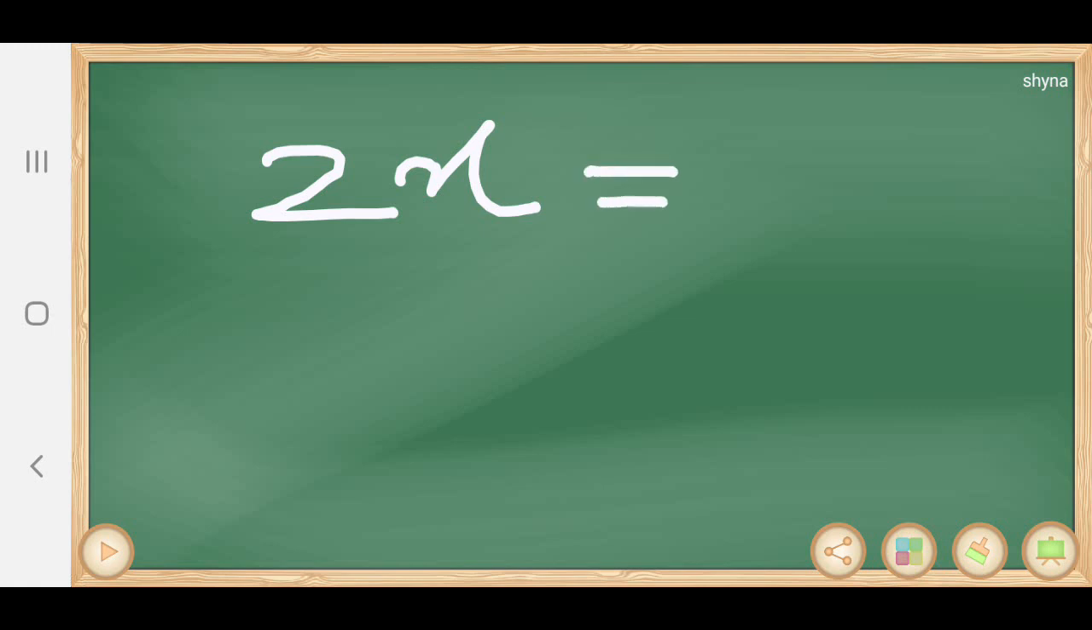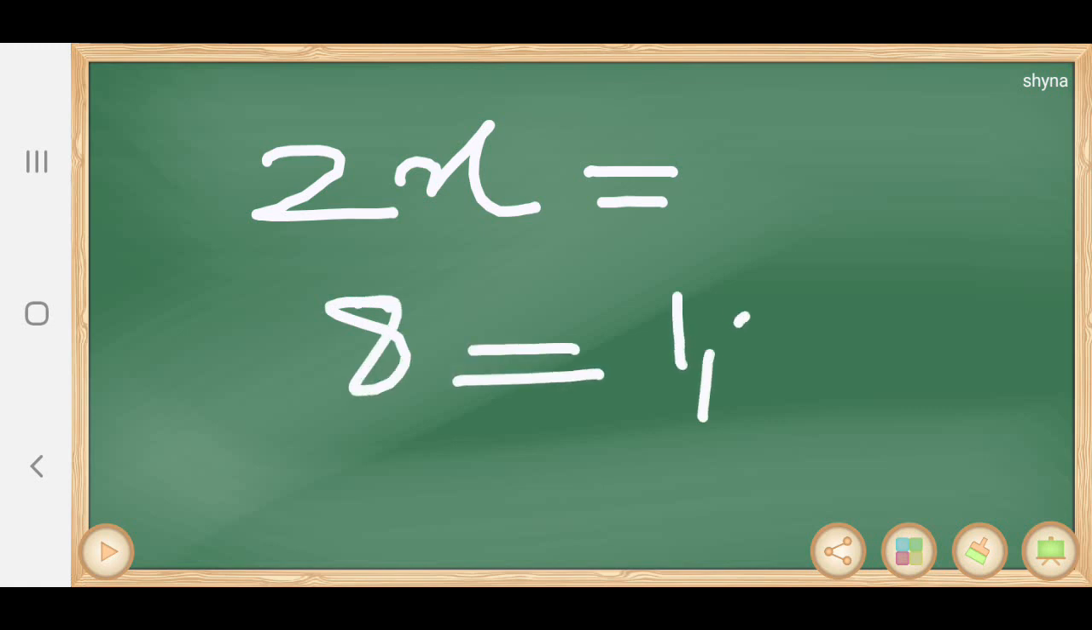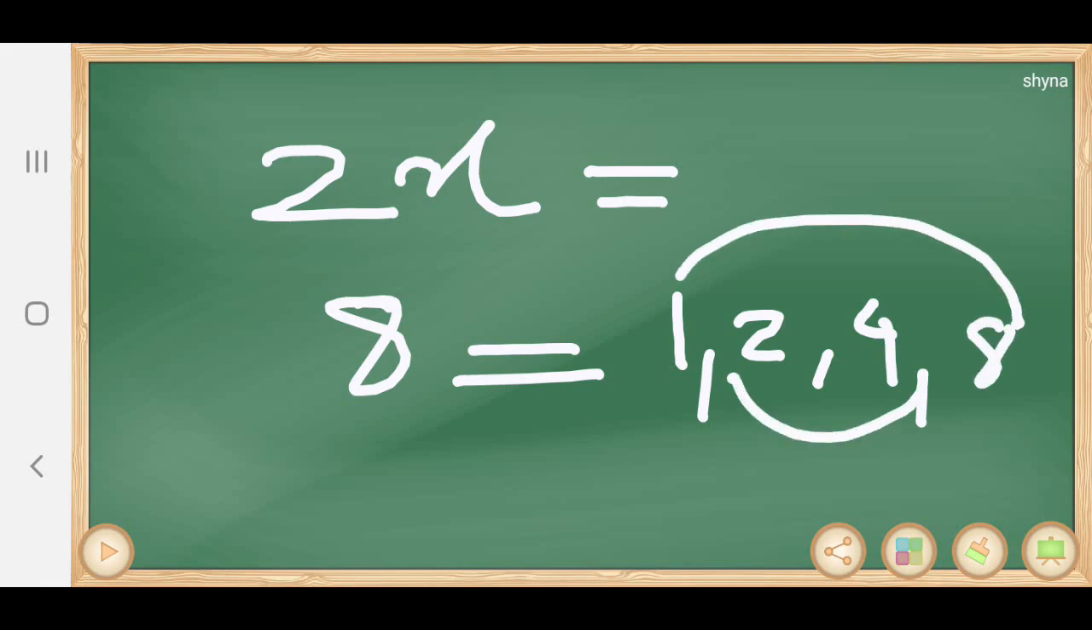Factors means, for example, the number 8. What are the factors of 8? 1, 2, 4, 8. That means 1 into 8 is 8, 2 into 4 is 8. So 1, 8, 2, 4 are the factors. That means when we multiply the factors, you will get the given number. Or we can write the given number as the product of the factors.